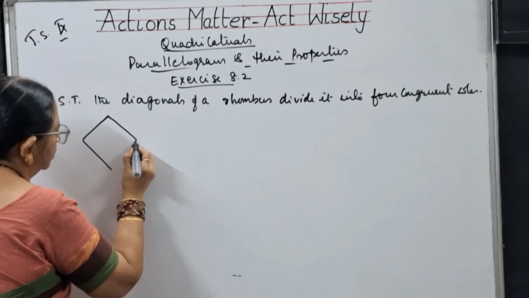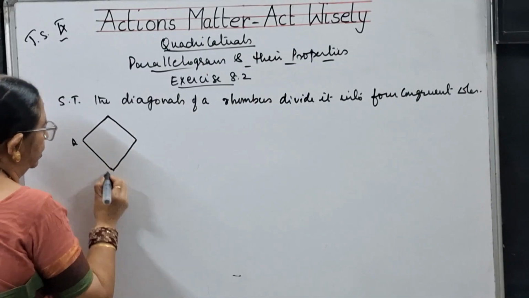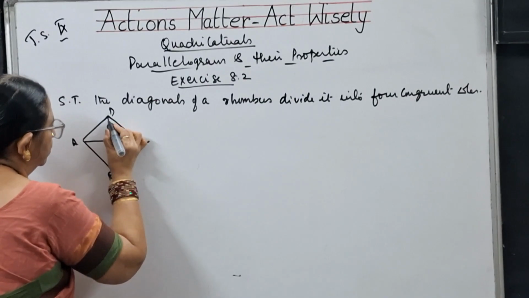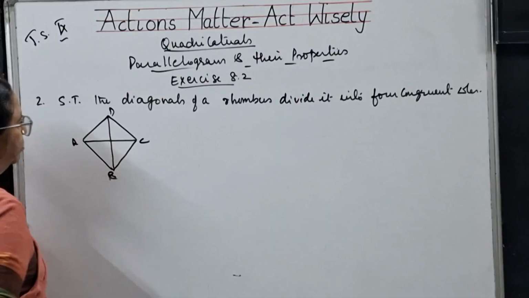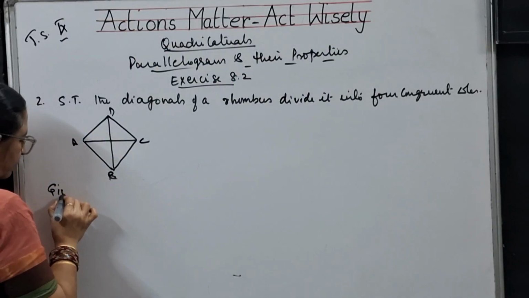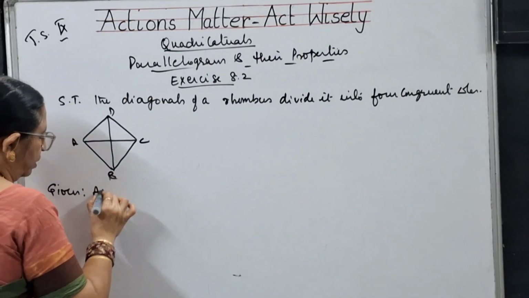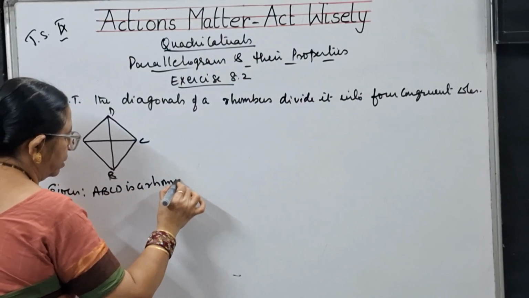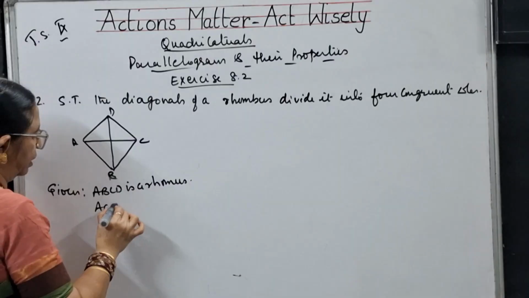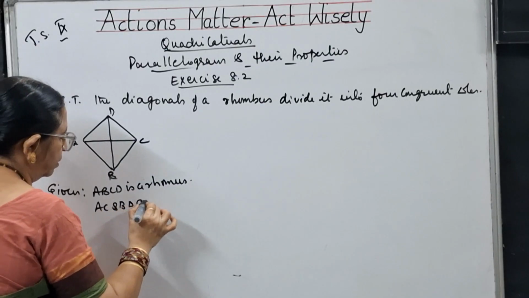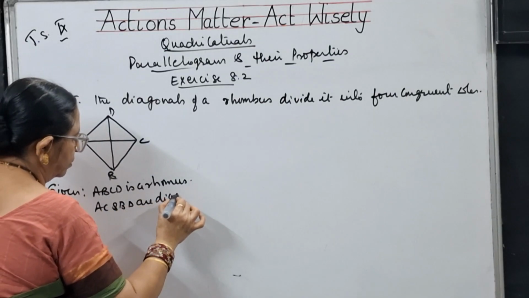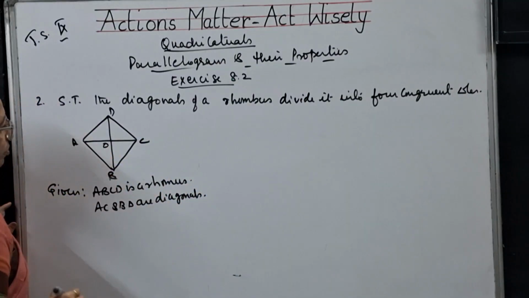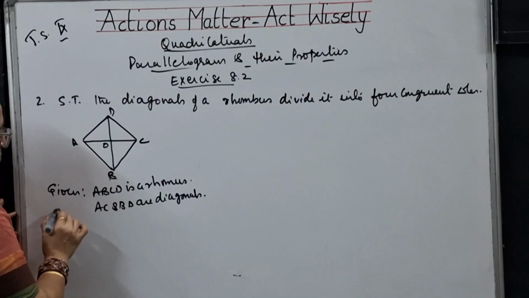So a rhombus. This is a rhombus, children. A, B, C, D, and these are the diagonals of the rhombus. So, what is given to us? They have given ABCD is a rhombus, and they have given AC and BD are diagonals. So actually diagonals will intersect at a point. Let us consider this as point O.